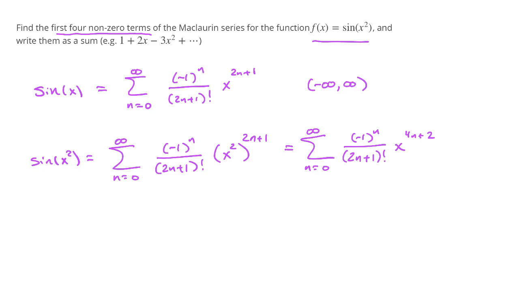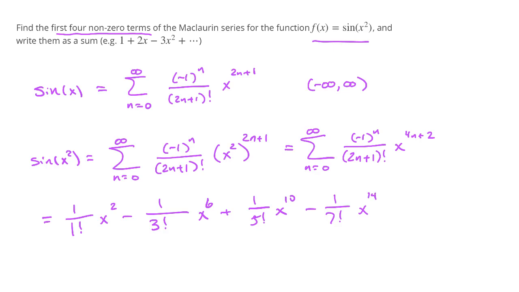So if we want to write out the terms of this series, what we have when n is equal to 0, we have 1 over 1 factorial, x to the second, minus 1 over 3 factorial, x to the sixth, then plus 1 over 5 factorial, x to the 10th, and then minus 1 over 7 factorial, x to the 14th, and so on and so on.